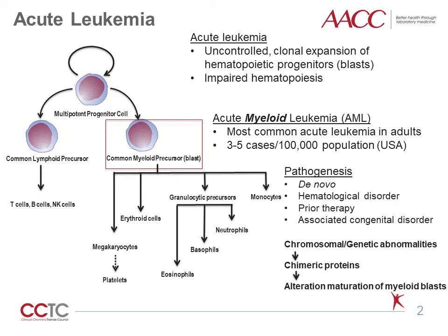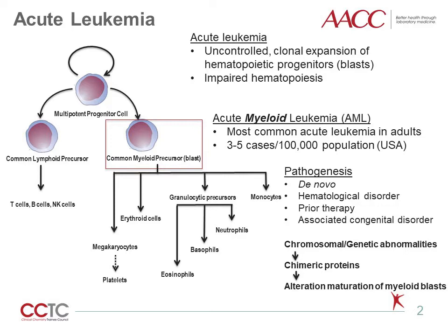Since these progenitor cells can become either lymphoid or myeloid cells, two main types of leukemia exist. Expansion of blasts in the myeloid lineage leads to acute myeloid leukemia, and acute lymphoblastic leukemia, which is the lymphoid counterpart of AML, is discussed separately. Acute myeloid leukemia is the most common type of acute leukemia in adults, accounting for between 3 and 5 cases per 100,000 people in the United States.